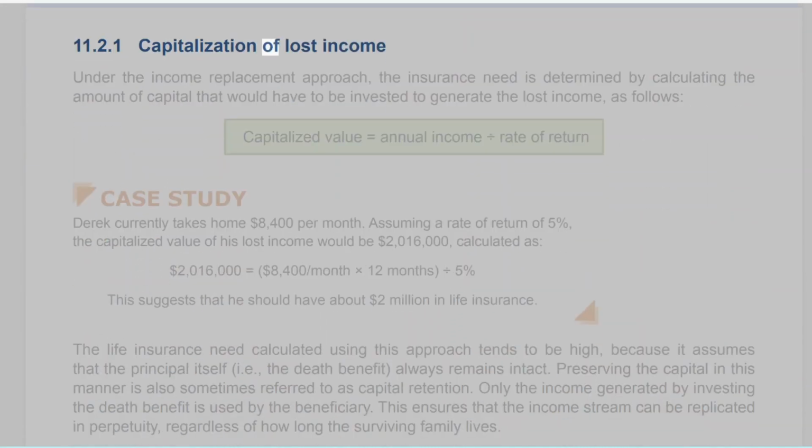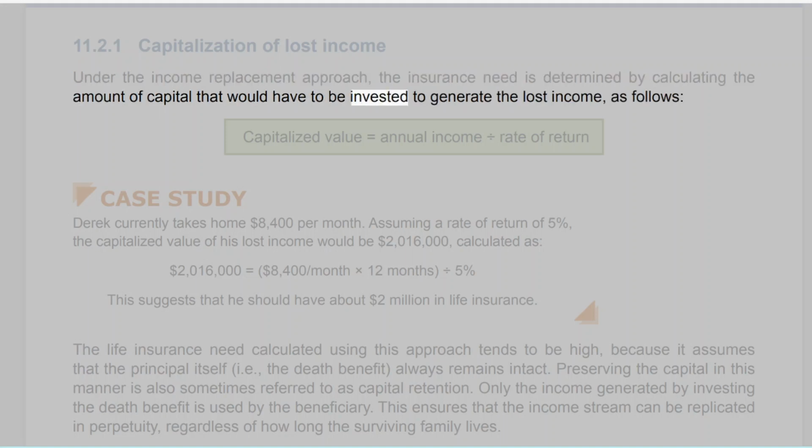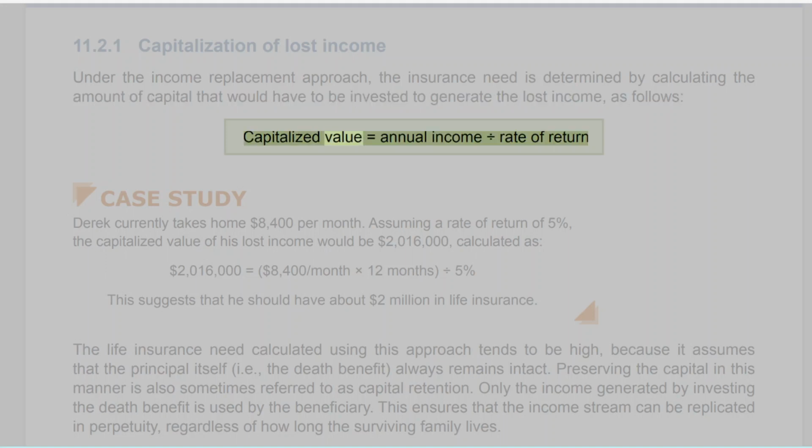1.2.1 Capitalization of lost income. Under the income replacement approach, the insurance need is determined by calculating the amount of capital that would have to be invested to generate the lost income, as follows. Capitalized value equals annual income divided by rate of return.